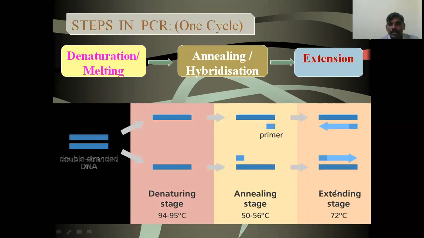These three steps run at different temperatures. Denaturation generally takes place at 94 or 95 degrees Celsius. After completion of the denaturation, the temperature immediately comes down to 54 degrees Celsius. At this stage, the primers are attached. Then the third stage is extension, the polynucleotide chain synthesis, at 70 degrees Celsius.